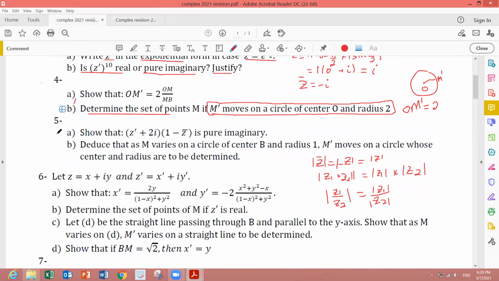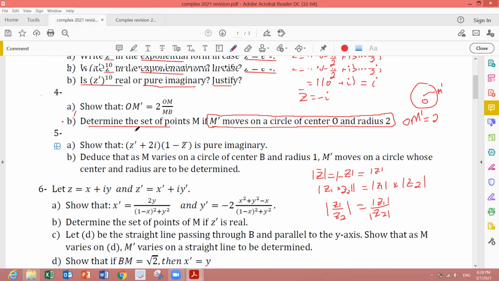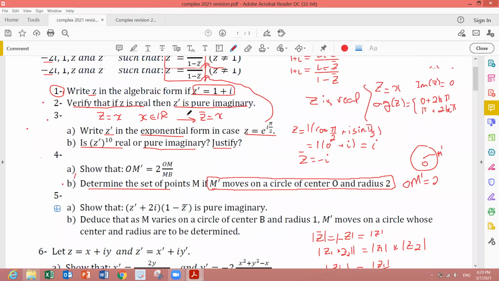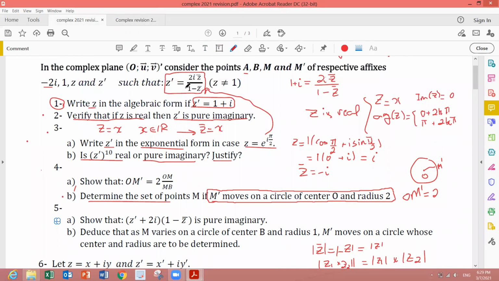Now question 5 part A: show that Z prime plus 2I into 1 minus Z bar is pure imaginary. Here, don't expand. The easiest way is to replace Z prime by its given value, 2I Z bar over 1 minus Z bar.